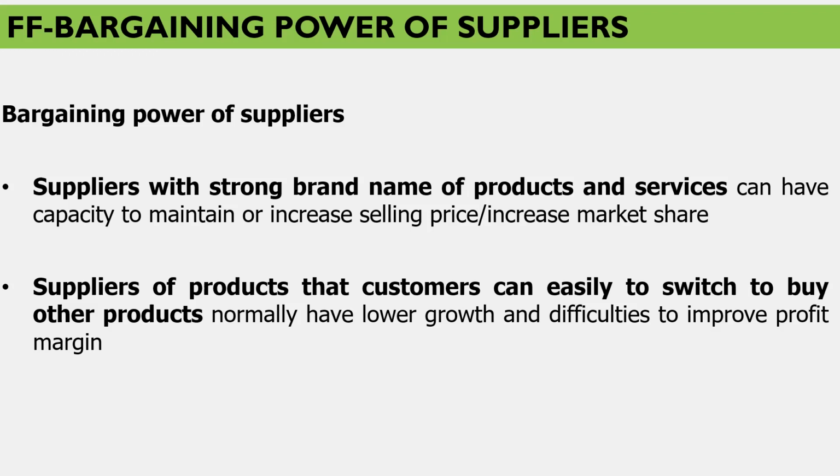Suppliers of products that customers can easily switch to buy other products, normally have lower growth and difficulties to improve profit margin. For example, if the meat price is higher, consumer may switch from meat to beef or fish.